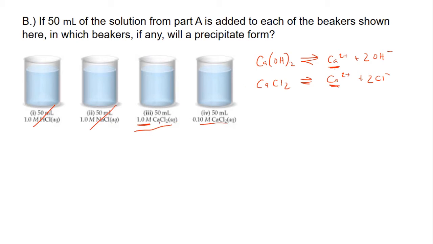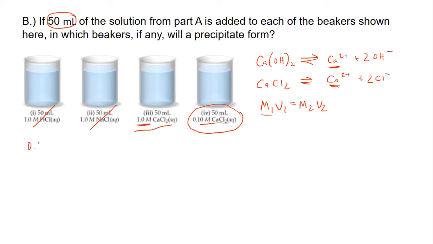So to figure out if a precipitate will form, if we add 50 milliliters of our solution from the previous question to 50 milliliters of this solution, we need to find our new molarity. And to do that, we need M1 V1 equals M2 V2. Our molarity from our first set of conditions and the volume from that set of conditions equals the molarity at our second set of conditions at that volume.